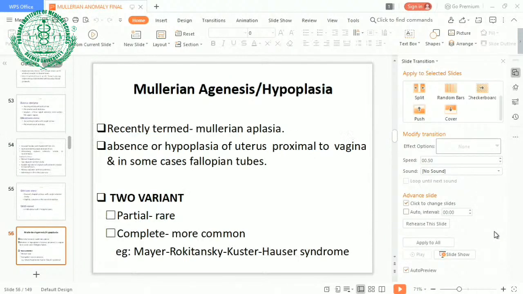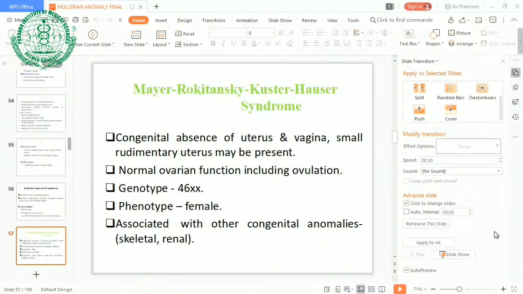Mullerian agenesis or hypoplasia, recently termed Mullerian aplasia, is absence or hypoplasia of the uterus proximal to the vagina and in some cases fallopian tubes. Two variants: partial, rare, and complete, more common, that is MRKH syndrome. Coming to MRKH syndrome, there is congenital absence of the uterus and vagina, a small rudimentary uterus may be present, normal ovarian function including ovulation. Genotype is 46XX, phenotype female, associated with other congenital anomalies.